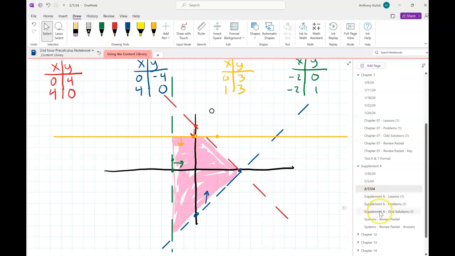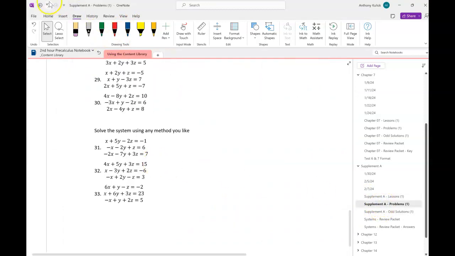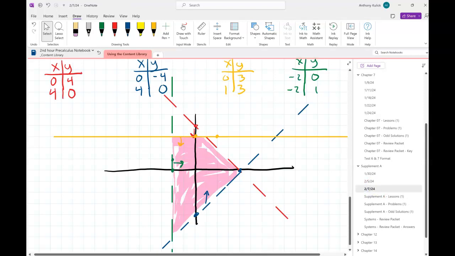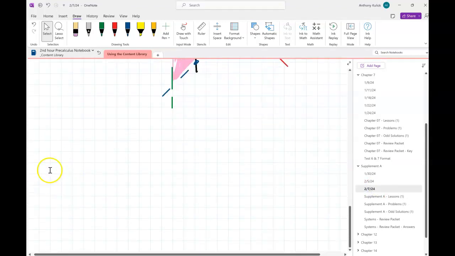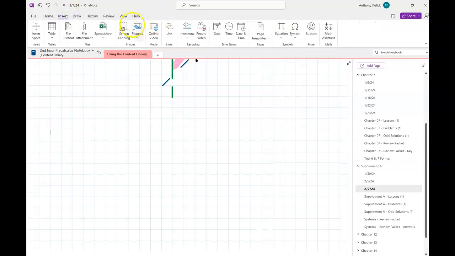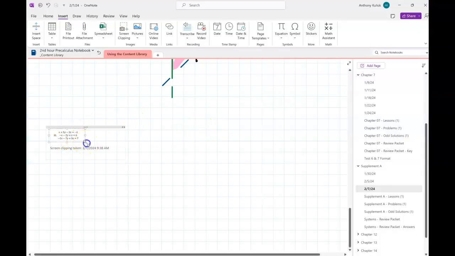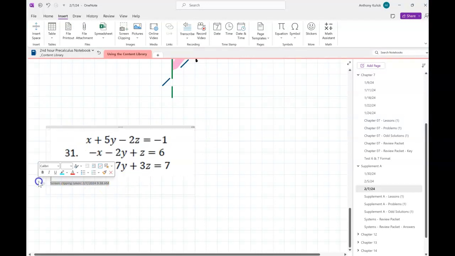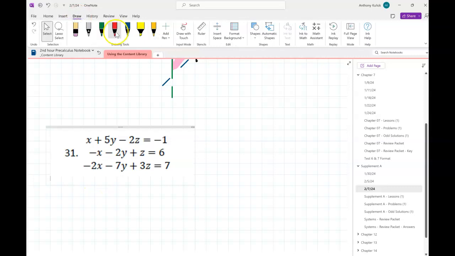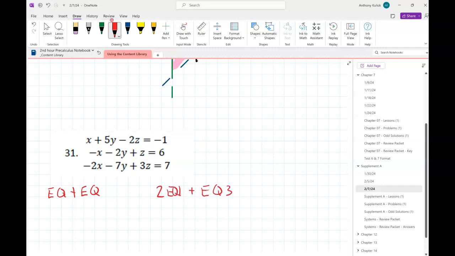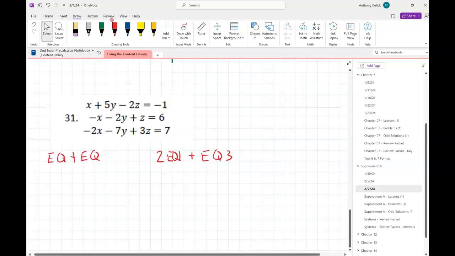31 from the homework? Sure. What method did you use to do this one? Did you do substitution or elimination? And which variable did you choose to eliminate first? X. Great. So did you do equation 1 plus equation 2? And then did you do 2 times equation 1 plus equation 3? Okay. I just want to do it the same way you're doing it, so if you've made a mistake, it's easy for us to find it.